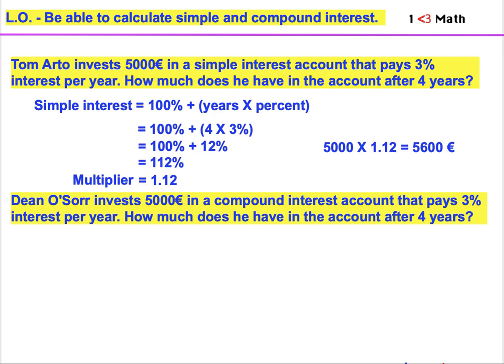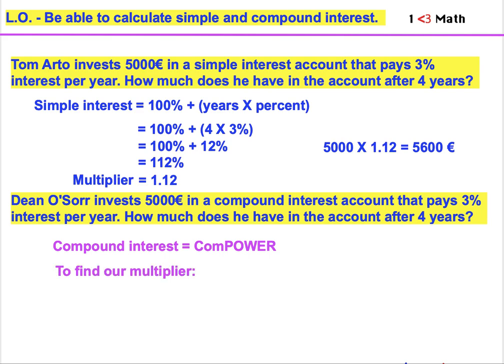Now, the second question says Dino Saw invests €5,000 in a compound interest account that pays 3% interest per year. And again, how much does he have in the account after 4 years? So the only difference with this question is that it's a compound interest account. And when you see compound interest, you've got to think compound interest, compower. Because what we're going to be doing is putting our multiplier this time to a power. Because the percent is the percent of the new amount at the end of every year.